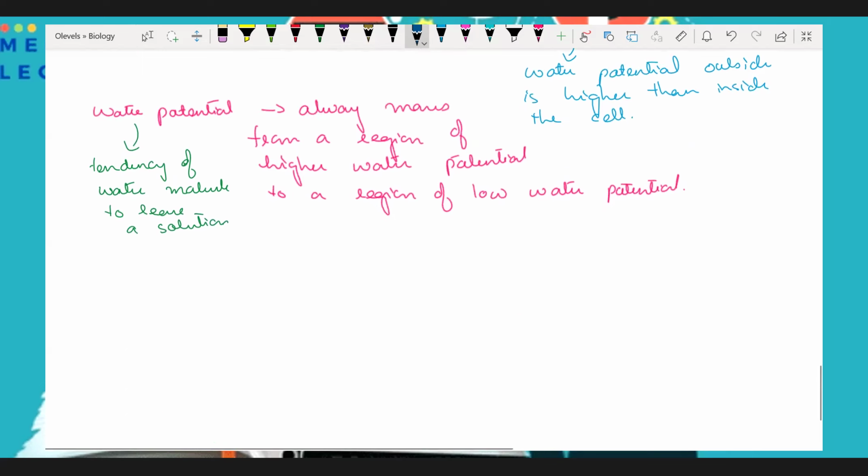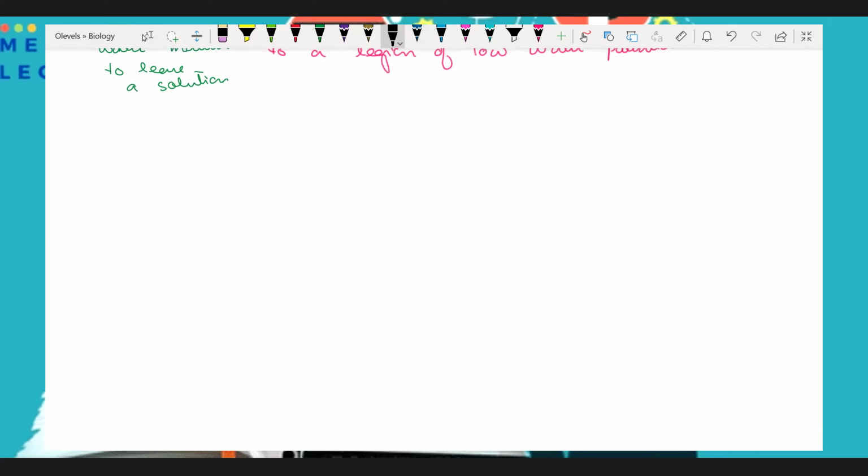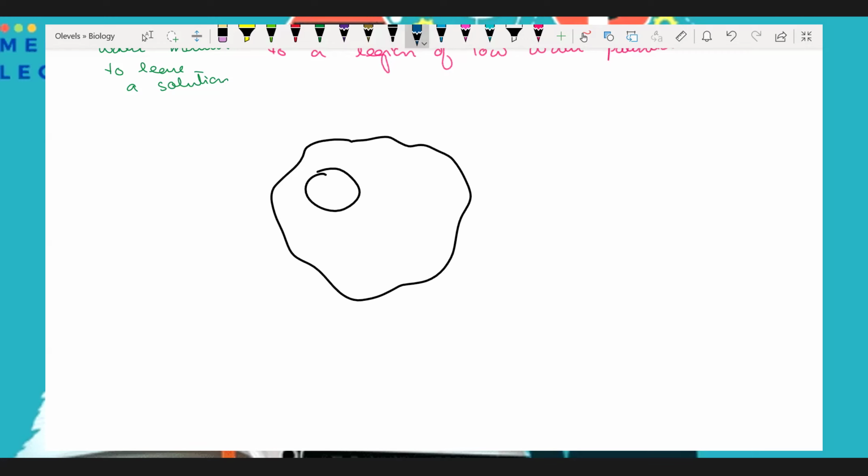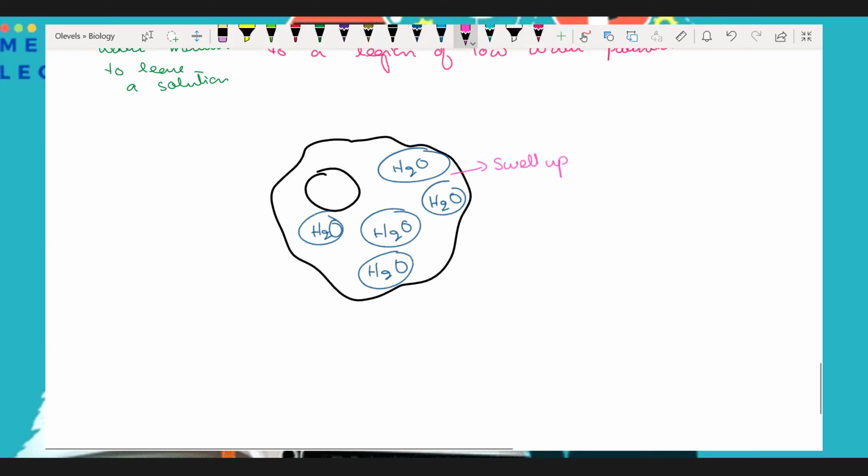Is that clear? Now, what's going to happen in this case? If too much water has entered into the animal cell, for example, we have a lot of H2O gathered inside this animal cell. What is the risk to this cell? What could happen? It can burst. Very good. First, it's going to swell up. It will swell first, and then eventually there's a chance that it will burst.